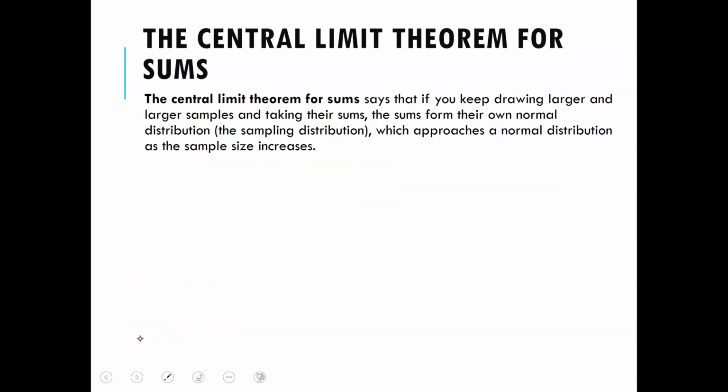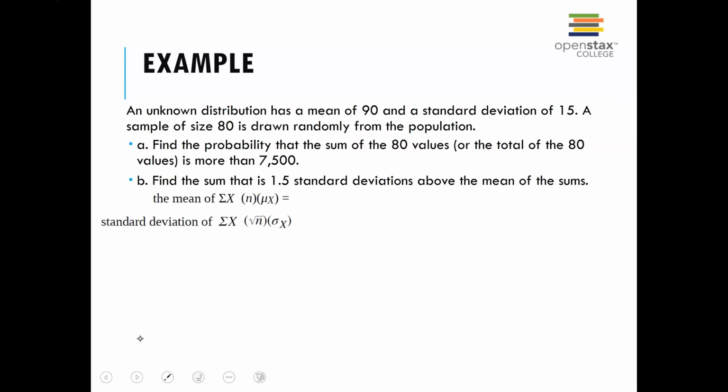So the central limit theorem for sums says that if you keep drawing larger and larger sample sizes and you add up the sum of all of the things in your sample, then those sums, when you graph them out, would form their own normal distribution, or a sampling distribution that would appear normal as that sample size increases. Okay, so let's look at one of these.